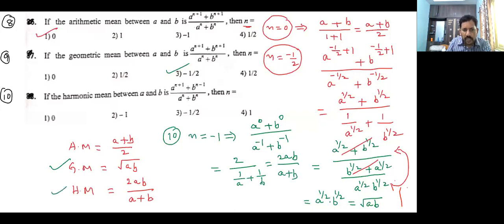This is harmonic mean or not? So finally, what is the correct option in 10th question? Second option. By verification method we got. So finally remember it: if n is equal to 0 means arithmetic mean, n is equal to minus 1 by 2 means geometric mean, n is equal to minus 1 means harmonic mean. Right.